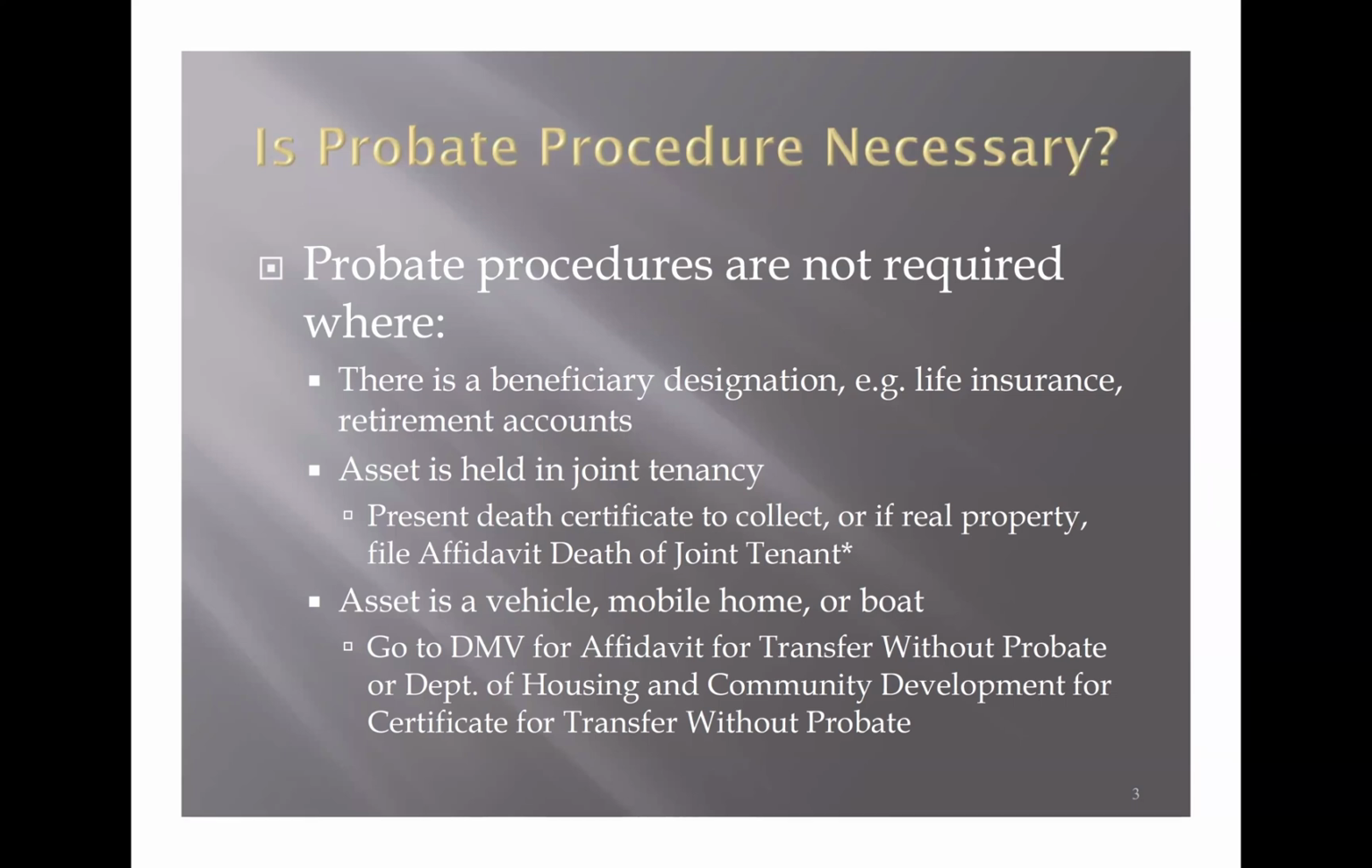If your asset is a vehicle, a mobile home, or a boat, there are summary procedures that you can use that don't involve the court. You can go to the DMV for an affidavit for transfer without probate, for a car, a boat. You will go to the Department of Housing and Community Development for a certificate for transfer without probate for a mobile home.